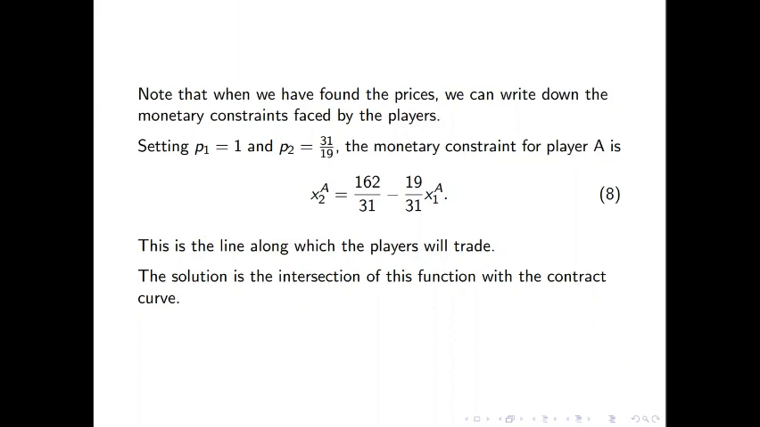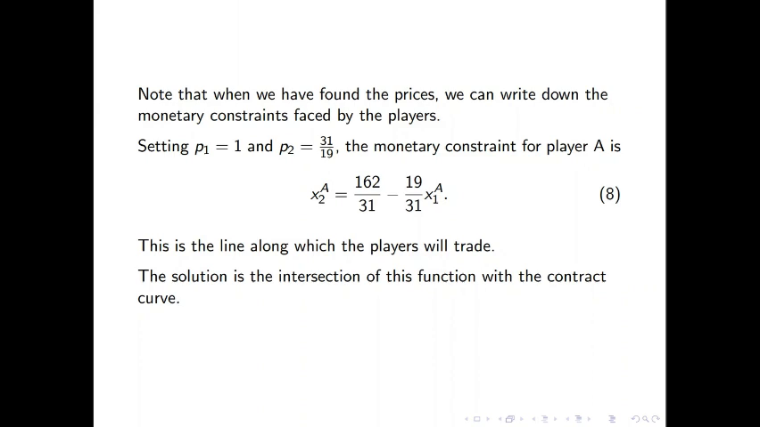However, there's one more thing we can do. Having found the price ratio, we can put those numbers into the monetary constraint for player A and get equation 8, which is just the budget line for player A. That is, it is the constraint for how much player A can purchase with the initial money, the initial monetary worth of his initial allocation.